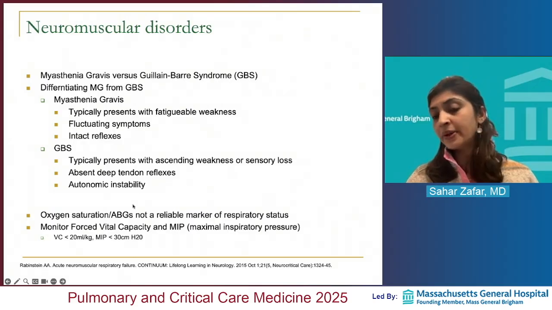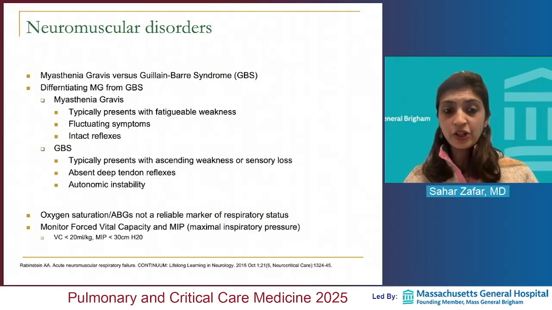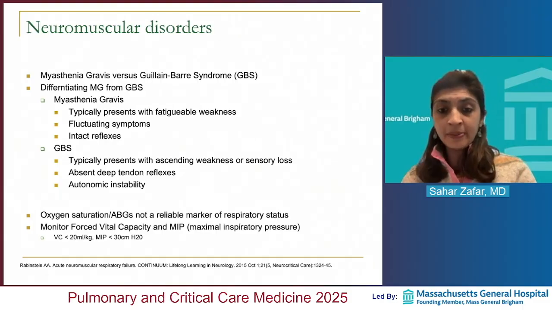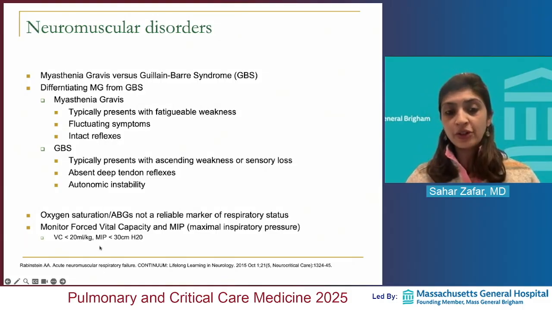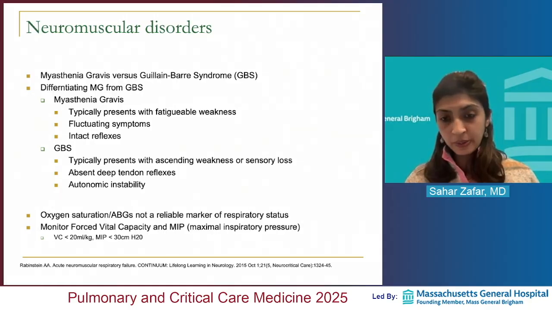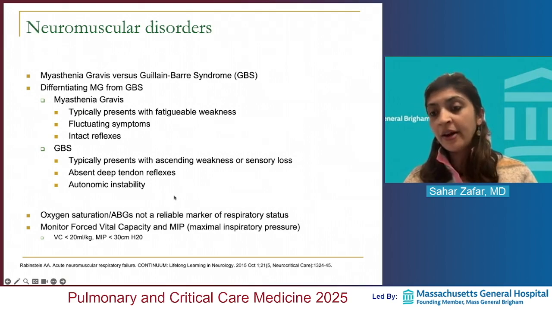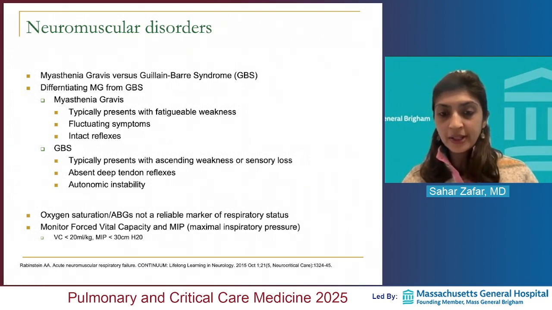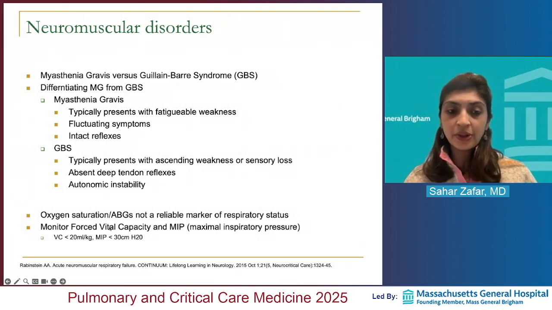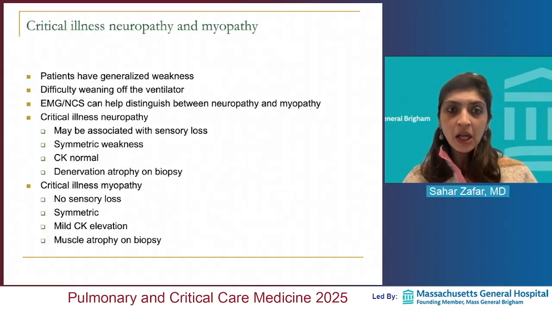I think the key takeaway that I have for these neuromuscular disorders is that we shouldn't be relying on their ABG because it's not a reliable marker of their respiratory status. Their ABG actually becomes abnormal at a much later stage. And so for these patients, monitoring their vital capacity, maximal inspiratory pressure, and using pulmonary mechanics is the key, and to consider intubation when we start to see decompensation in the pulmonary mechanics, even if their ABGs are not yet reflecting that change.